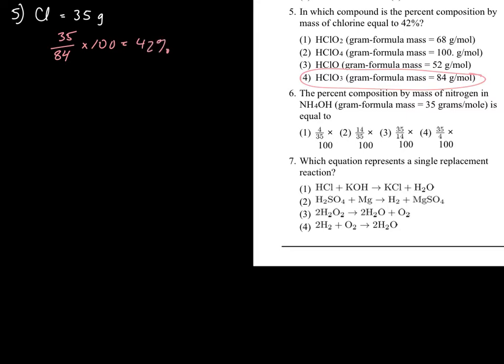Okay. Number 6. The percent composition by mass of nitrogen in NH4OH is equal to what? So here we're looking for a numerical setup. So percent composition is equal to the mass of the part over the whole, times 100. There's only 1 nitrogen in there, so 14 grams is the part over the whole of 35 times 100 for the percent. And so we look for the choice that best fits this, and that is choice 2.